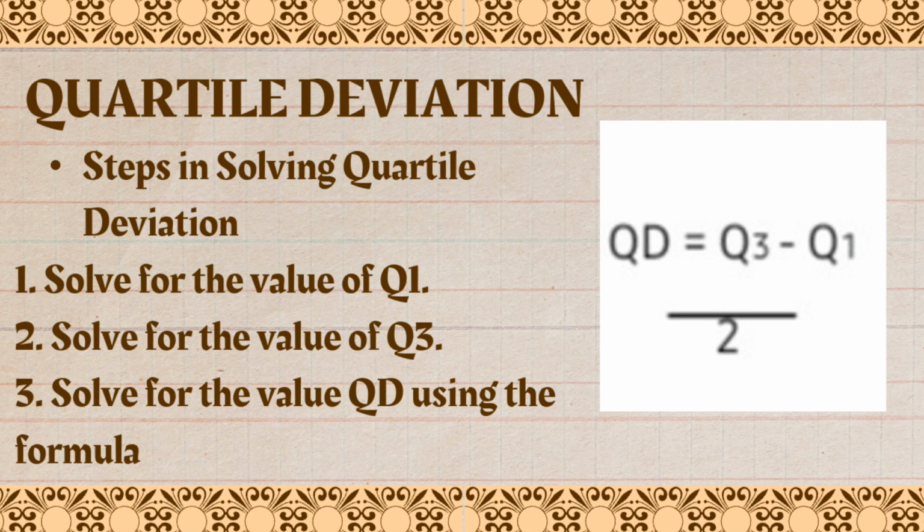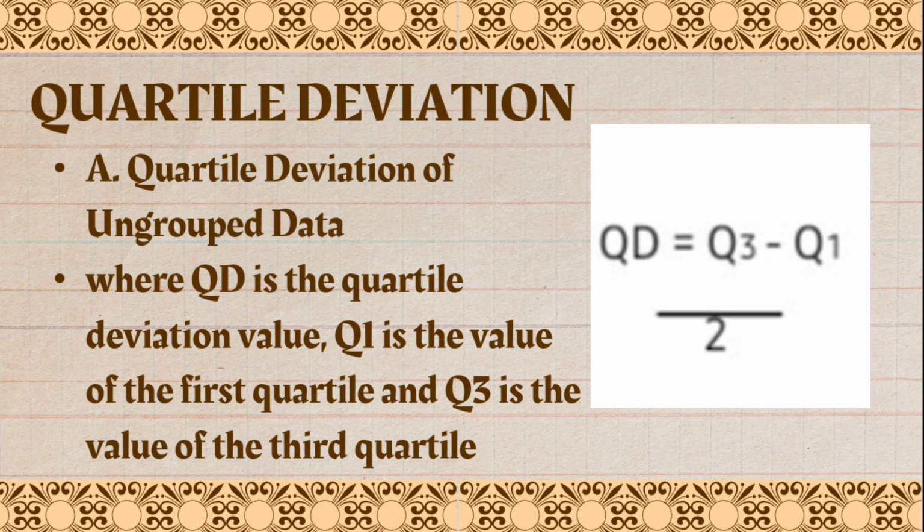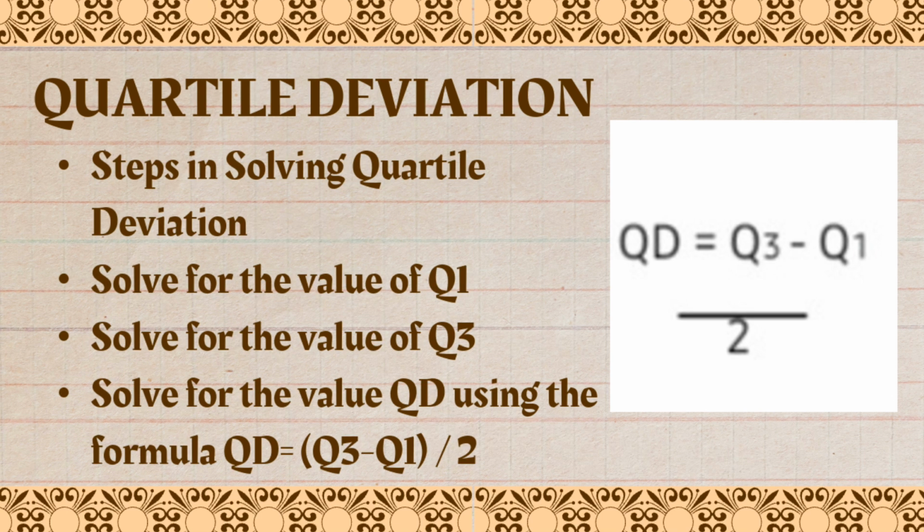Steps in solving quartile division. Number 1, solve the value of Q1. Number 2, solve the value of Q3. Number 3, solve the value of QD using the formula. Quartile division of ungrouped data, where QD is the quartile division value, Q1 is the value of the first quartile, and Q3 is the value of the third quartile. Steps in solving quartile division. Number 1, solve the value of Q1. 2, solve the value of Q3. 3, solve the value of QD using the formula QD equals Q3 minus Q1 over 2.